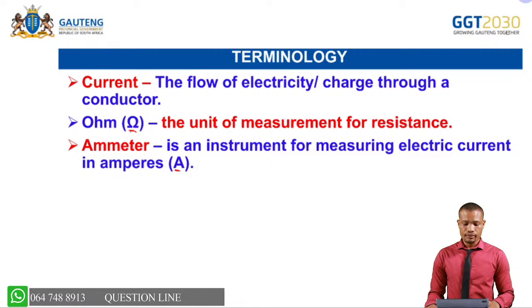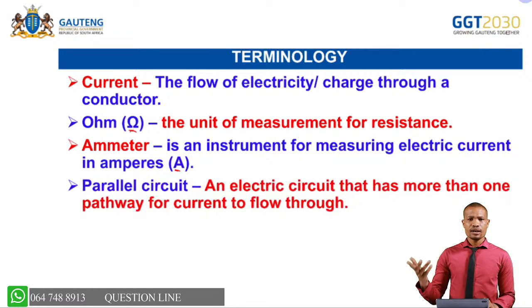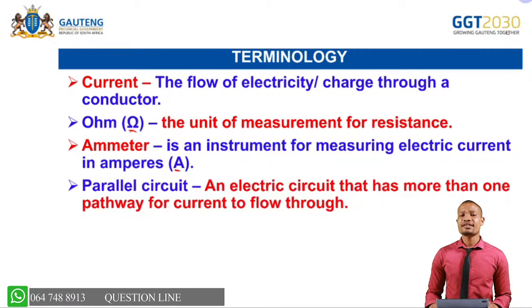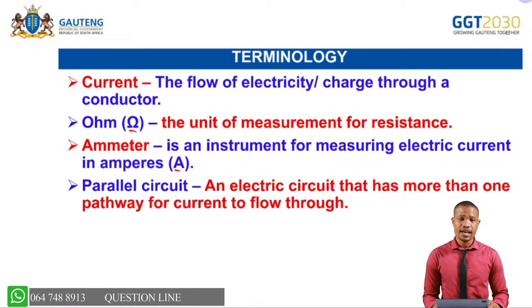Ohms. Okay. Let's continue. Now let's define a parallel circuit. What is a parallel circuit? It is an electric circuit that has more than one pathway for current to flow. The difference between this one and a series circuit, which only has one pathway: there's one pathway from the battery to the external circuit and then back to the battery. But with a parallel circuit, there are different pathways from the battery to different branches of the circuit and then back to the other terminal of the battery. That is a parallel circuit.